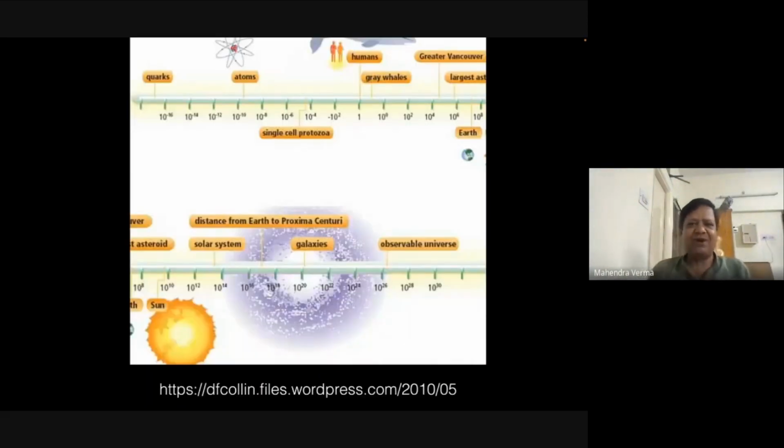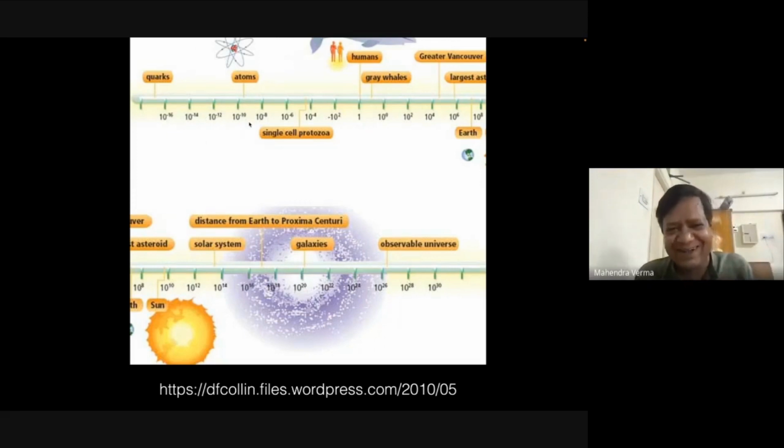Okay, so the multi-scale world. It is very easy to see that our universe has multiple scales. Multi-scale means many length scales. We start from quarks, which are even smaller than the nucleus, which is 10 to the power minus 15 meters. Nucleus is somewhere here, with protons and neutrons. Then we get to atoms, and then we get to cells, humans.